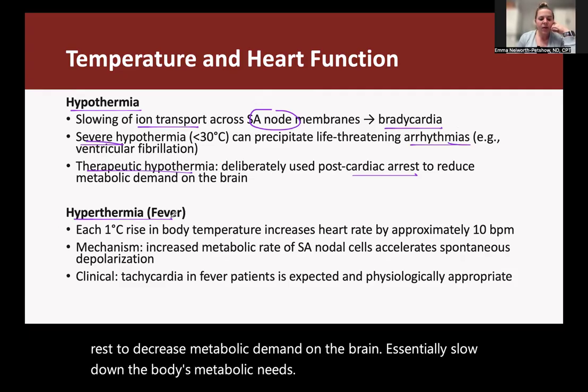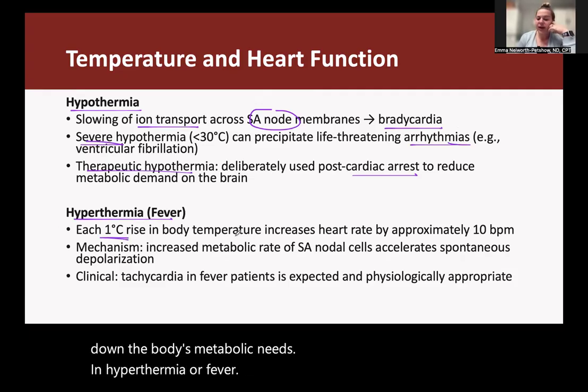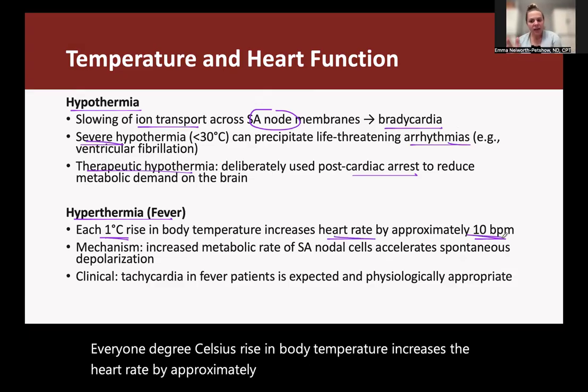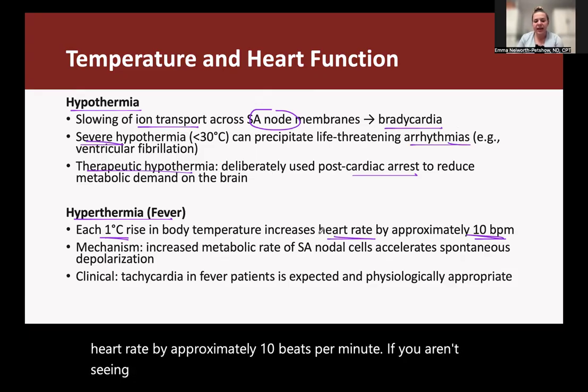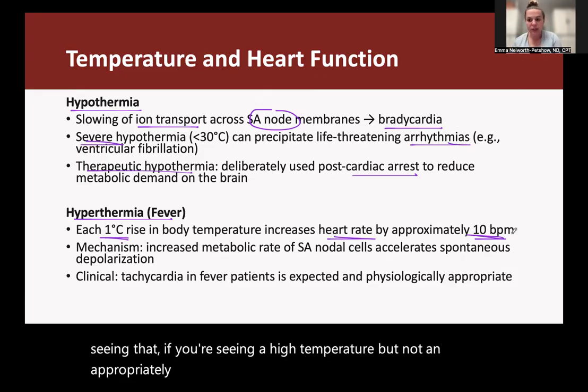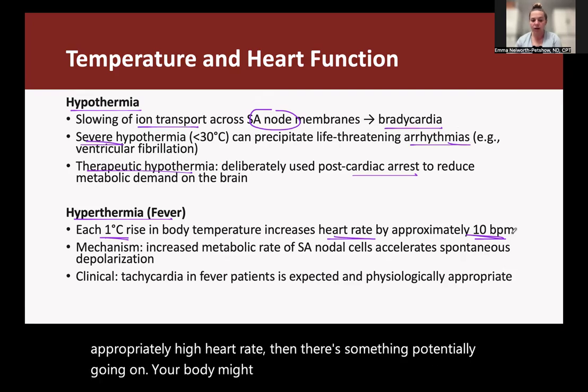In hyperthermia or fever, every 1 degree Celsius rise in body temperature increases the heart rate by approximately 10 beats per minute. If you aren't seeing that, if you're seeing a high temperature but not an appropriately high heart rate, then there's something potentially going on. Your body might be going into shock.